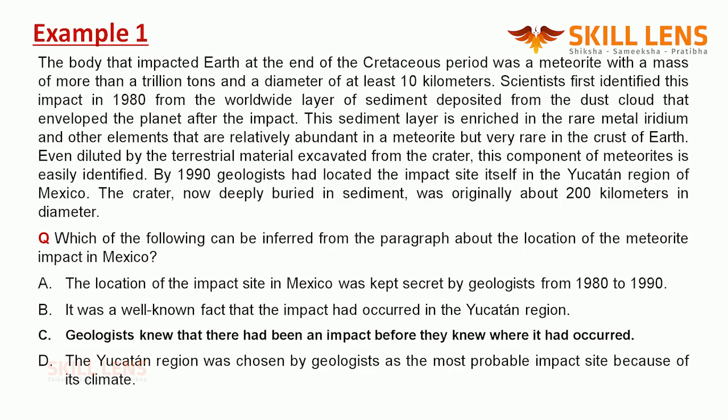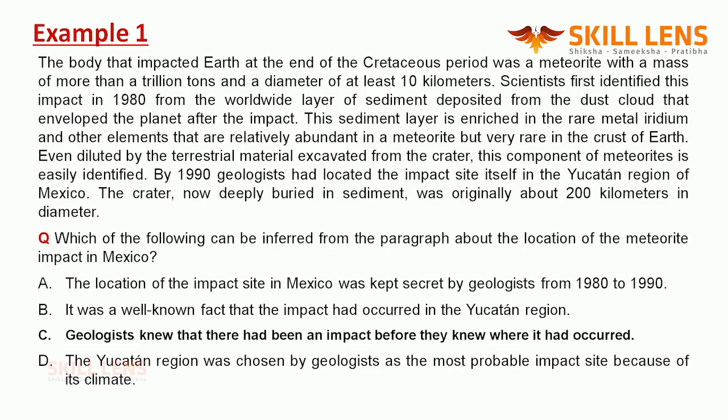Now the question asks, what is the inference that you arrive at about the location of the meteorite impact in Mexico? When you read the choices given to us, the first choice says A, the location of the impact site in Mexico was kept secret by geologists from 1980 to 1990. There is no mention of the geologists keeping the event a secret. So we can eliminate option A. Nowhere in the paragraph does it tell us that the geologists had maintained the location a secret.